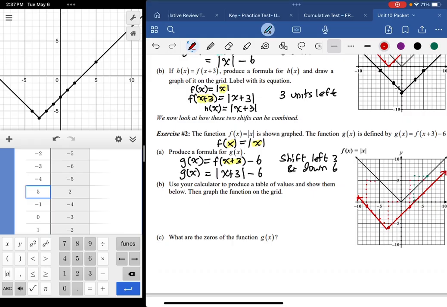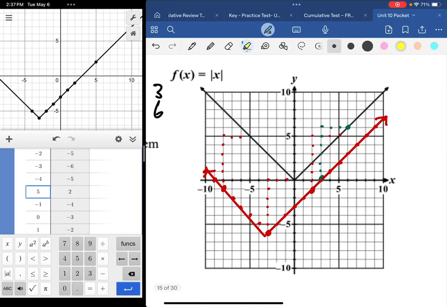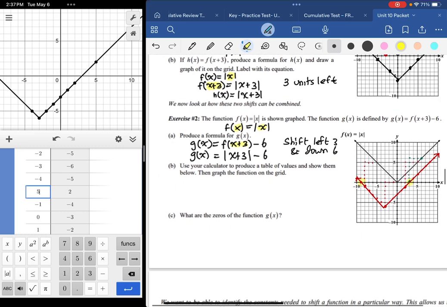Now it says, what are the zeros of the function? Zeros are where they cross the x-axis. It looks like that's happening right here and here, -9 and +3.